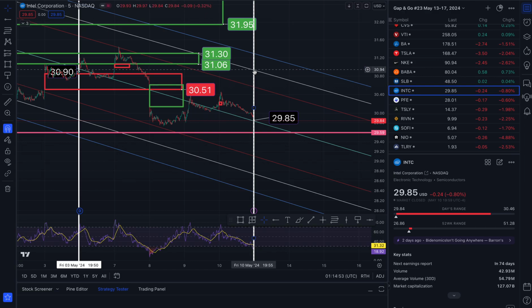30.57, 30.94, and 31.29. 29.10-ish, 28.74, 28.36.